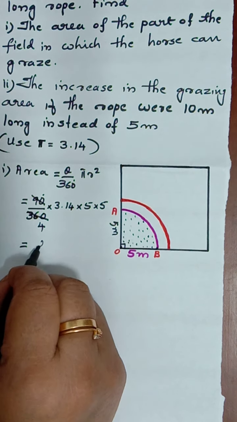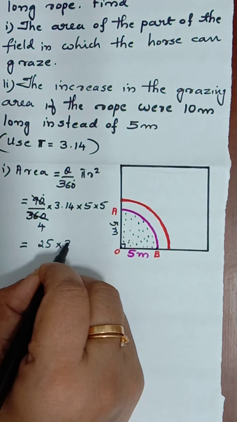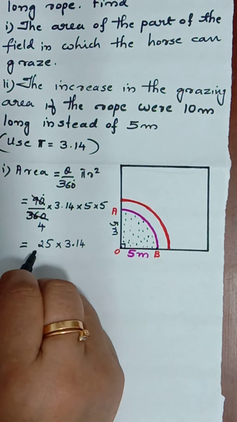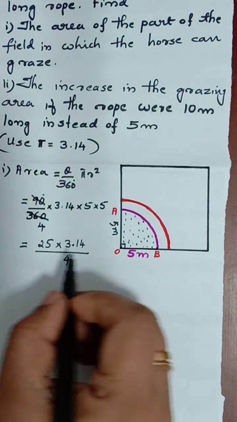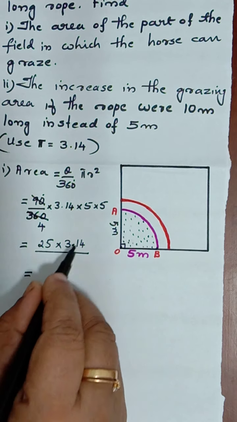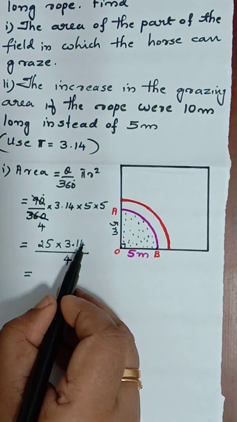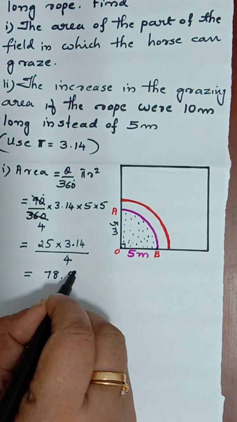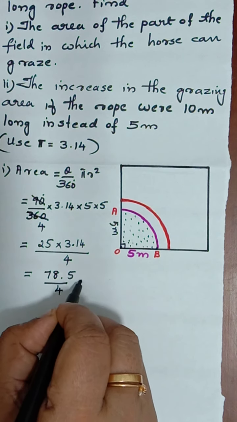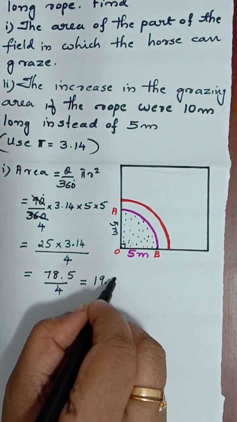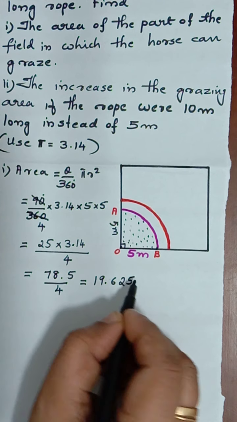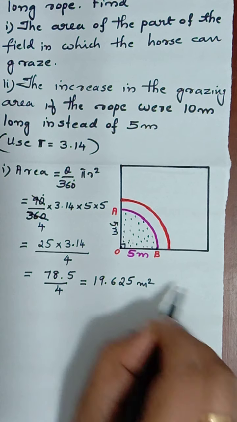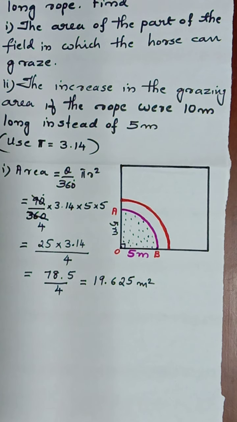5 5s are 25 into 3.14, here we have divided by 4. Multiply these two. It can be cancelled also. You can multiply both, we'll be getting 78.5 divided by 4. That's equal to 19.625 meter square. This is the area in which the horse can graze.